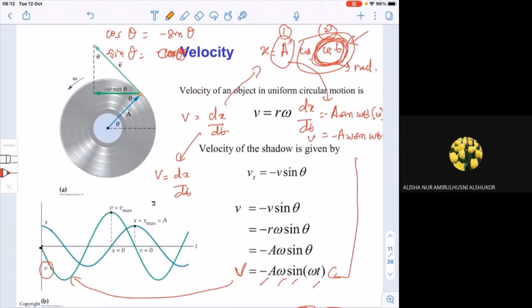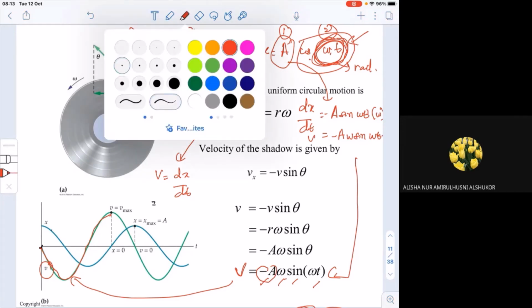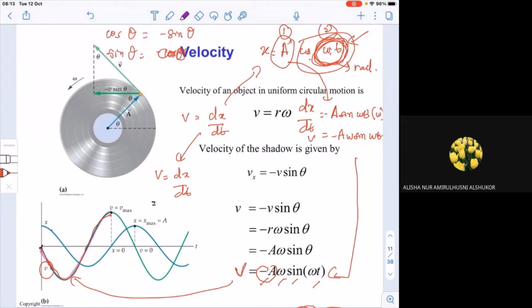Let's say the velocity v equals negative A omega sine omega t. Negative means it starts from the negative side, so that's why it starts from below, and then it goes up until it reaches some point, the one that I highlighted here. That purple color is what we call the graph of v versus t, in which we want to show where v is compared to x.